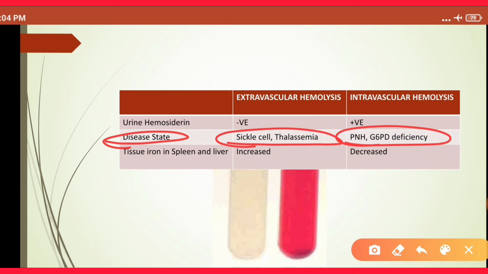Extravascular hemolysis occurs in the spleen and bone marrow. So in the spleen and liver, you can have increased iron level, right? But it is not elevated in intravascular hemolysis.